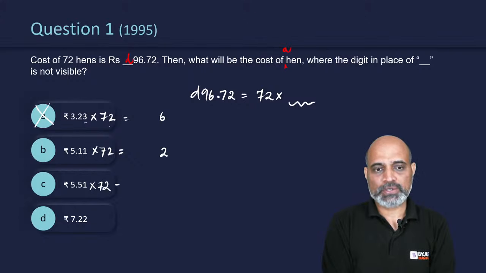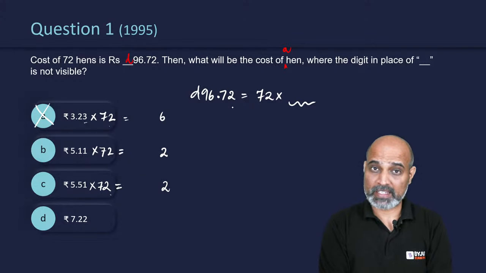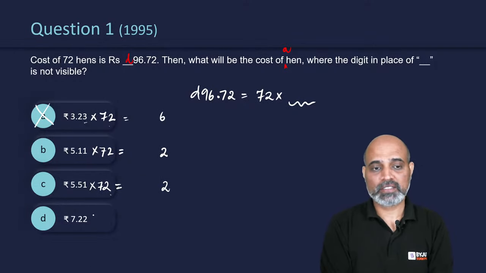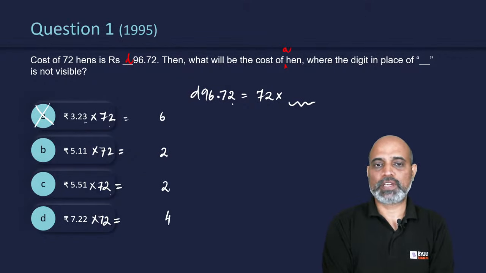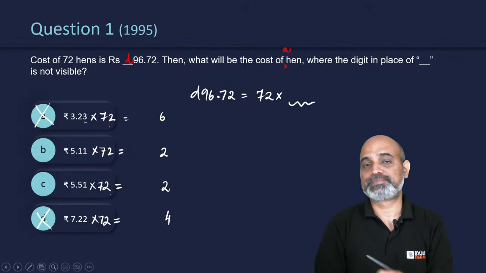5.51 into 72 will again end in 1 into 2, that is 2. 2 is there in the product, so it may be the answer. 7.22 into 72 will end in a 4. We need a 2, so D can't be our answer. So between B and C, which one is going to be the answer?